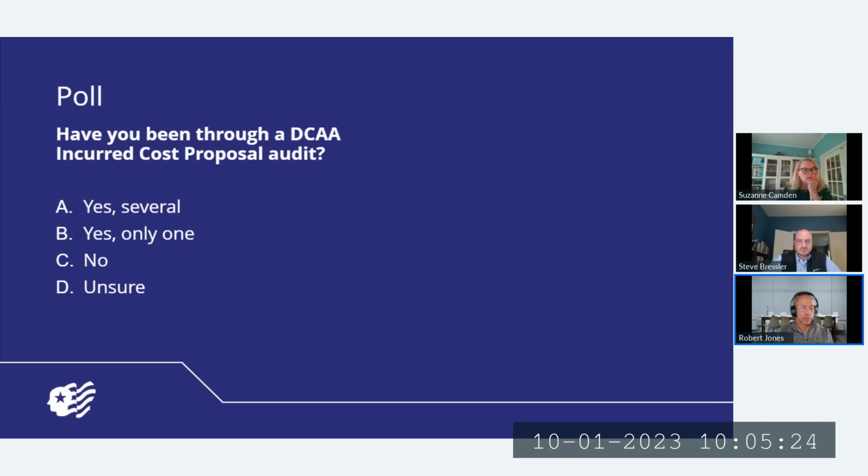And you can see that we've got about half the people who have not been through an audit, which I would say is good in some ways. You've avoided some of the pain that we've been through, but if you're a government contractor and if you deal with cost type contracts and the incurred cost proposal, at some point you will be audited. It happens. Many of you may be in that low risk category right now, and maybe that's why you haven't been audited, but even in that grouping, at some point, it's very likely you will be audited.